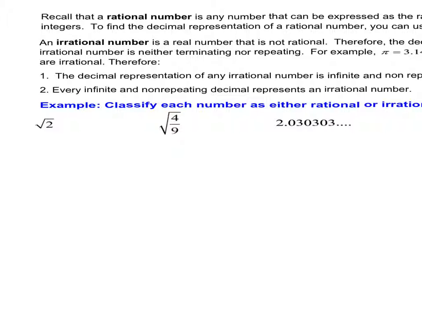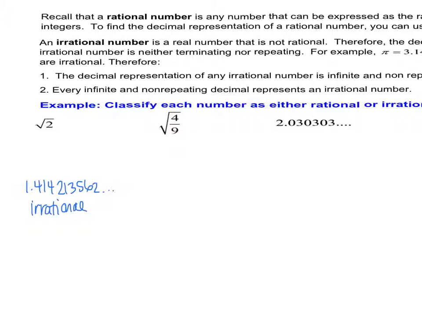So everything up at the top is just pretty much repeating what I was saying about the difference between rational and irrational numbers on the previous slide. Something you might have to do on the test or the final exam is be able to classify numbers as either rational or irrational. Looking at the first one here, square root of 2, if you were to put that in your calculator, you would get a non-terminating, non-repeating decimal. So that's going to be an irrational number.